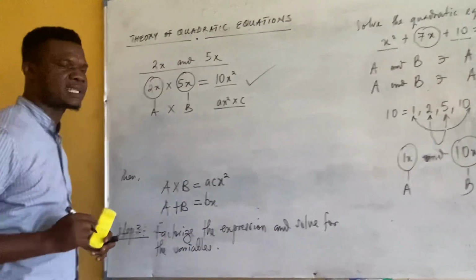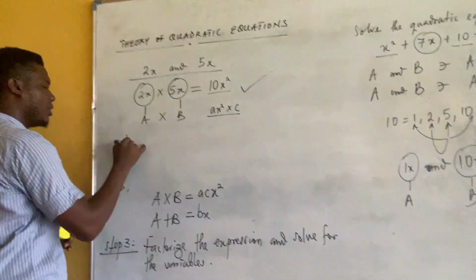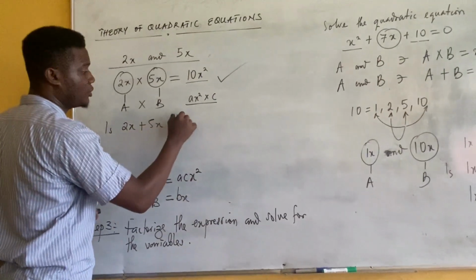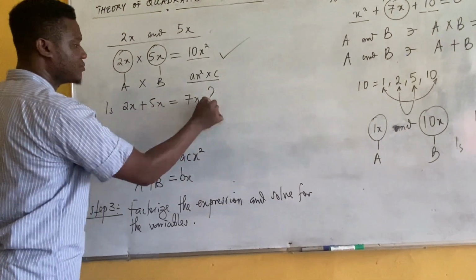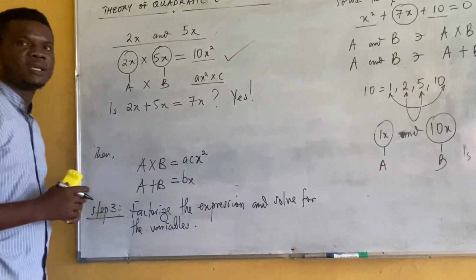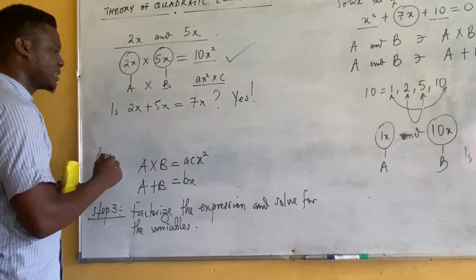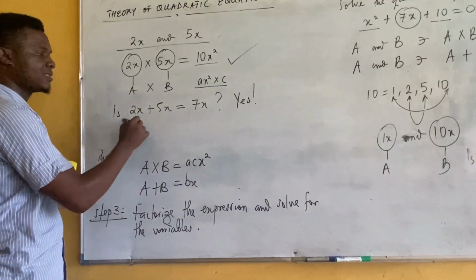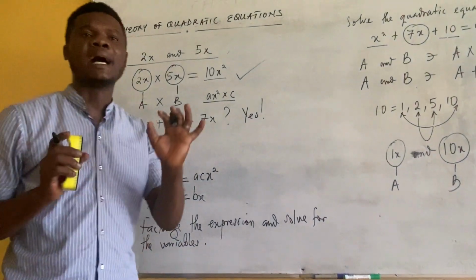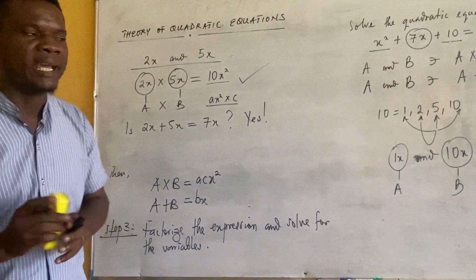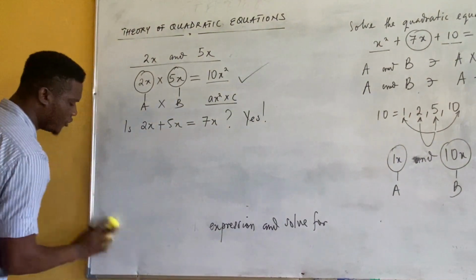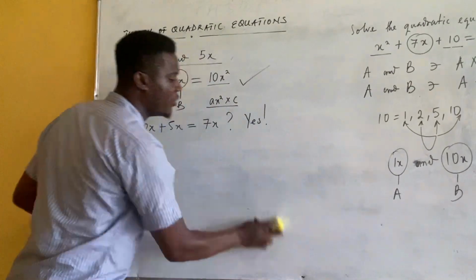Now let us test the next step. Is 2x plus 5x equal to 7x, the middle term? The answer is a big yes. Since 2x plus 5x gives 7x, it means that the two numbers we are looking for are 2x and 5x.